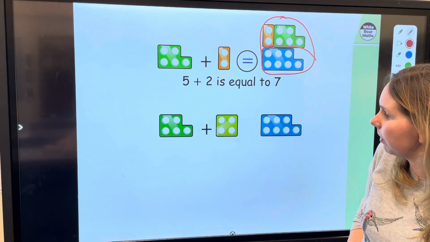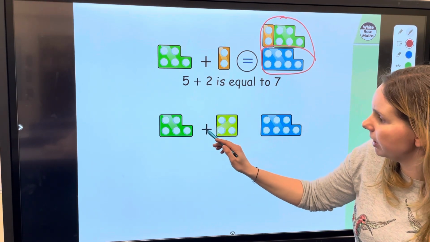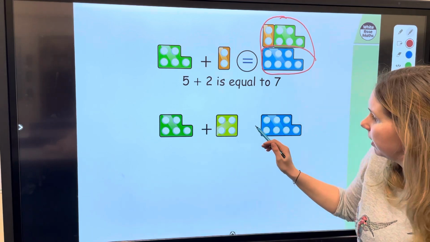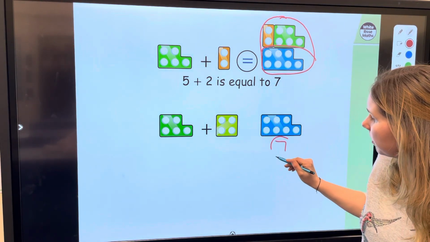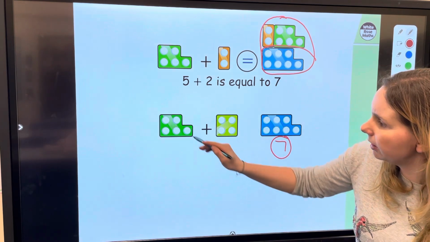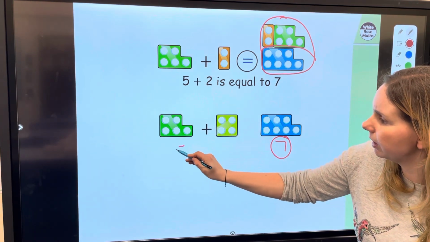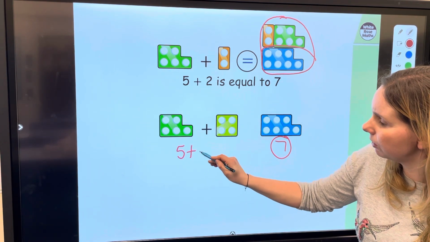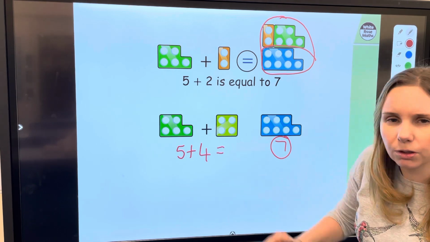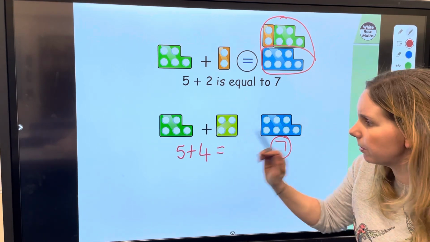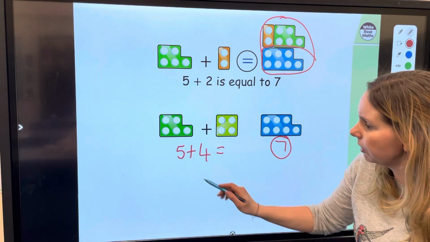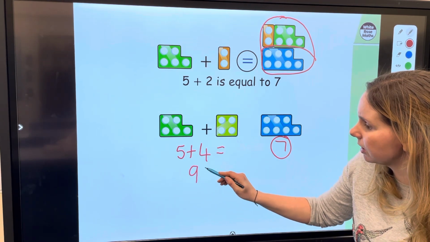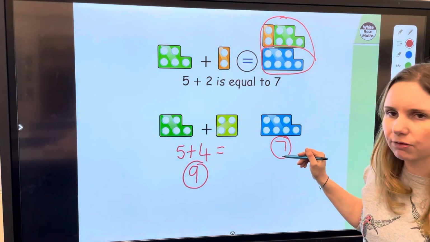Let's have a look at this one. Something add that is what symbol? That. So we know this is the 7. I don't need to count that because I remember that is the 7. This is 5 add 4. 5 add 4 equals. Who can use their number bonds at home? Can you remember that number fact? 5 and 4. Hopefully you've said 9. So I've got 9 and 7.